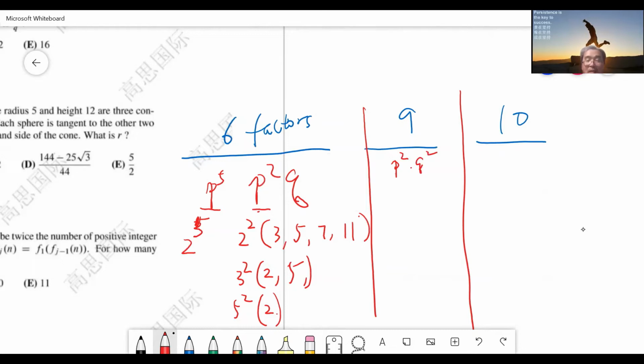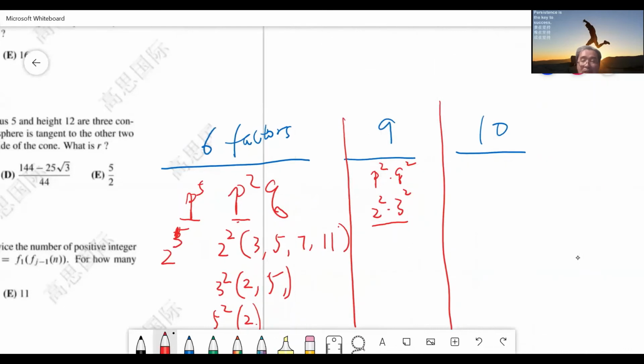So it could be p to the power 8. That's also possible. But even with p equal to 2, that would be too large. The only possibility is p squared times q squared. So the only one is 2 squared times 3 squared. You cannot do 2 squared and 5 squared. That's too large, right? So we have this as the only solution.